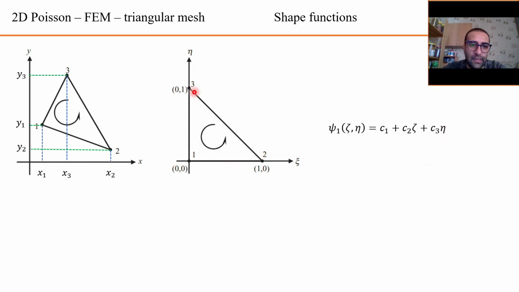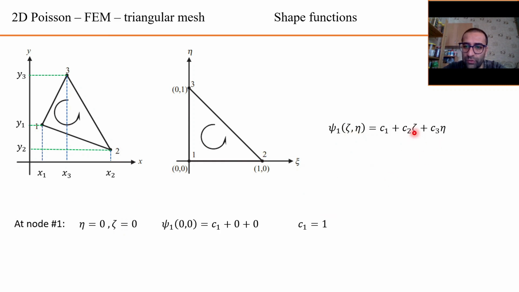And as I mentioned, at node number 1, where eta and zeta are both 0, this shape function should be 1. Therefore, putting 0 here and 0 here, we have c1, and we want it to be 1. Therefore, we immediately get 1 for c1. At node number 2, where zeta is 1 and eta is 0, this shape function psi 1 should be 0. Therefore, putting 0 here, c1 that we found is 1, and zeta is 1 and eta is 0, we get minus 1 for c2.